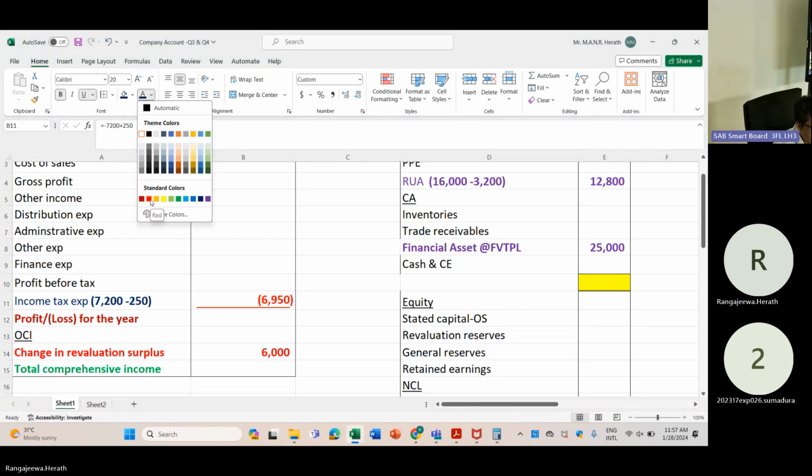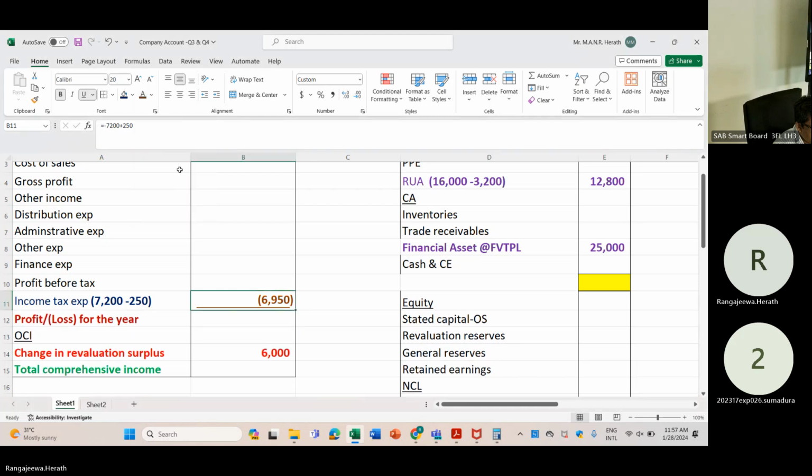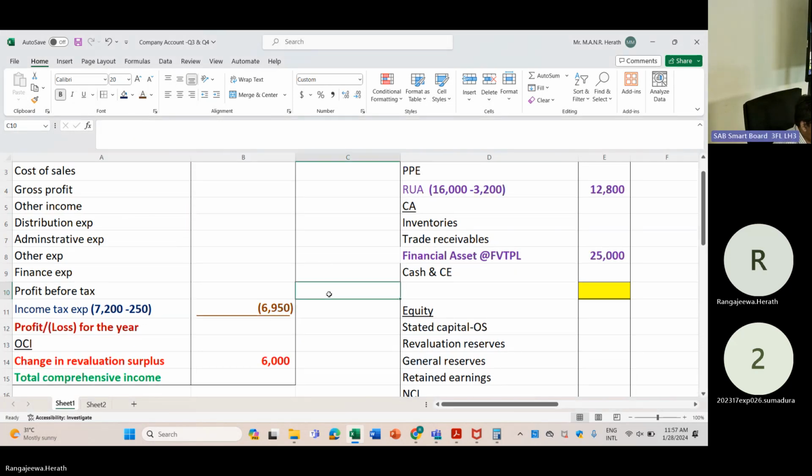Can have it 6,950. 7,200 minus 250. Total tax liability minus over provision. If under provision was there, I mean, 2,500 different. We have paid 2,750, so 250 more. Then you are adding it. 7,200 plus 250. That's it.